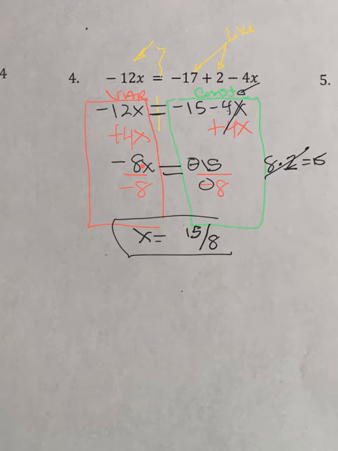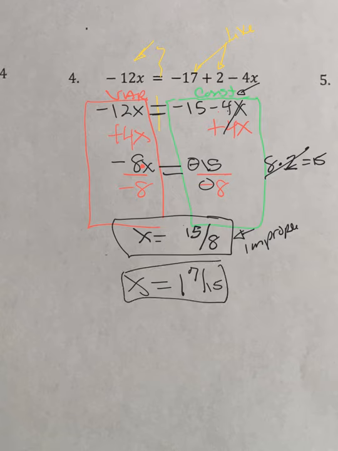And you can leave your answer as an improper fraction, or you can change it to a mixed number. So 8 times 1 is 8 with 7 left over. And I don't care which way you write your answer. Most of the time, I just leave it as an improper fraction as long as it can't be reduced. Like, does 2 go into both 15 and 8? No. Does 3 go into both 15 and 8? No. Right? So it can't be reduced, so we're good.